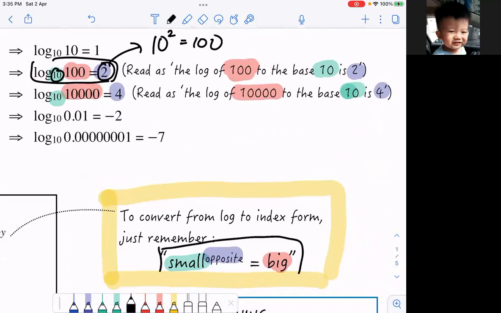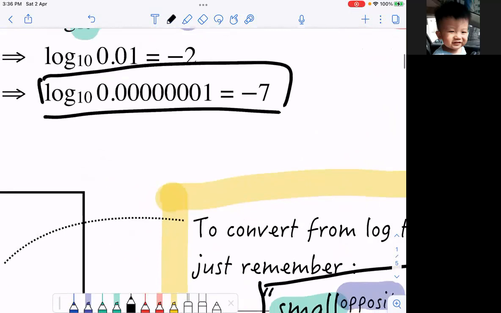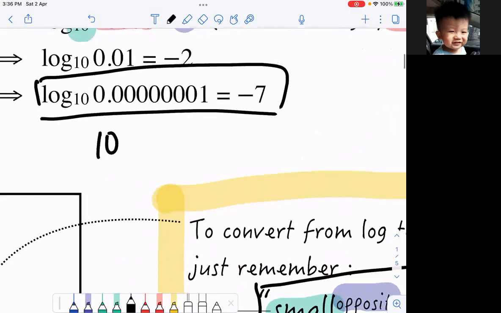Then you look at any log form, and look at this last one. Who can help me use the small to the opposite equals big to understand the last line? You can unmute and tell me. Maybe you can also. Small to the opposite, it's always like that one. 10 to the minus 7 is 0.0. So you see the pattern. And of course, it's right here.